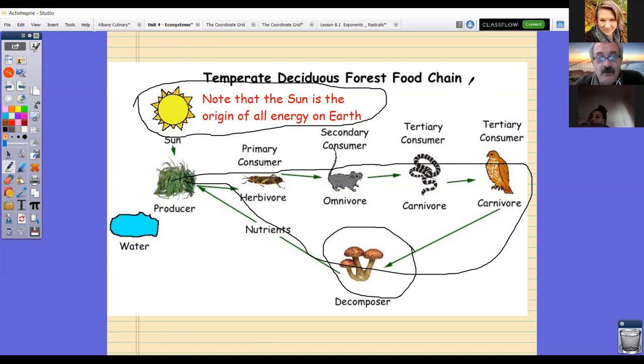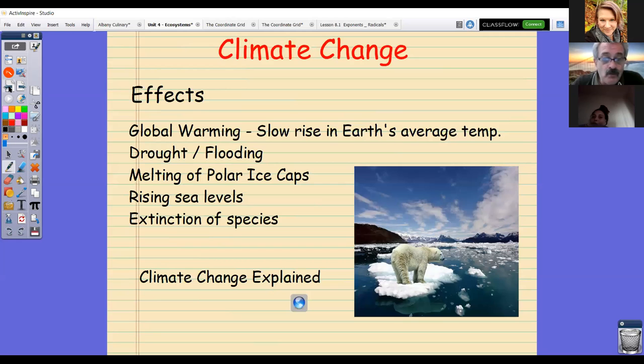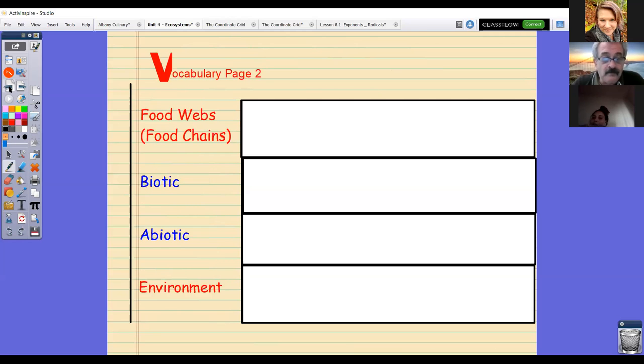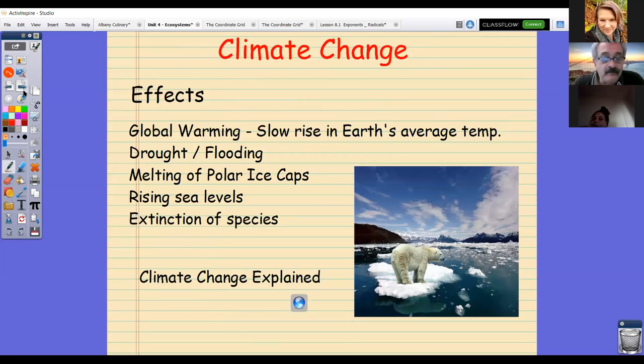What they were showing you on the video was a food web. And we'll go into that a little bit more heavily when we have some other people, and you also have a packet to look at. All right. Let's see, there's one other thing I did want to show you. Here it is. Just because I do like polar bears, I want to show you this. It's about climate change.